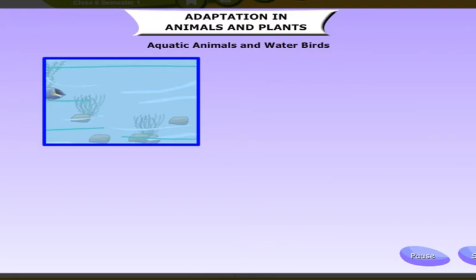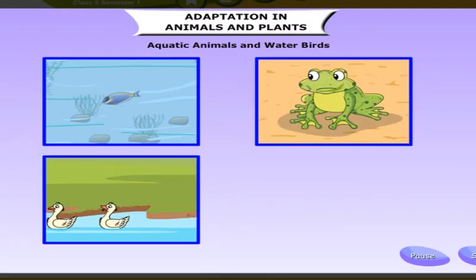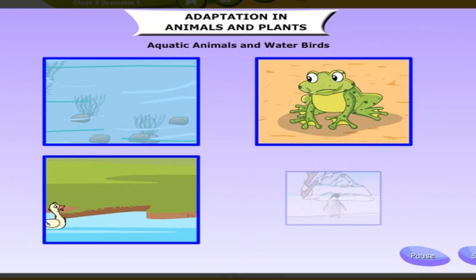A frog is adapted to living both on land and in water. On land it breathes through its lungs and in water it can breathe through its moist skin. Water birds such as ducks have webbed feet to swim in water. The wings of the penguin have evolved into flippers that help them to swim.